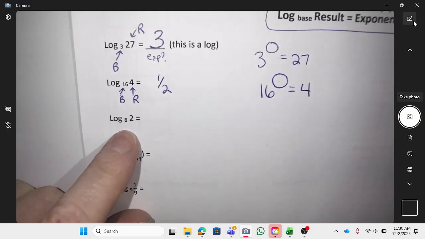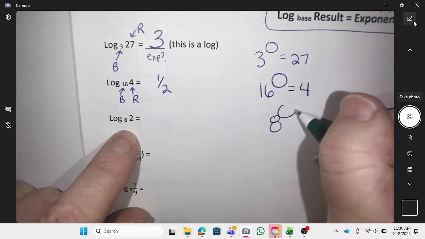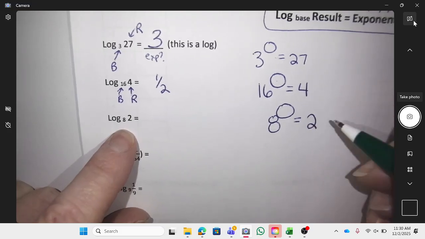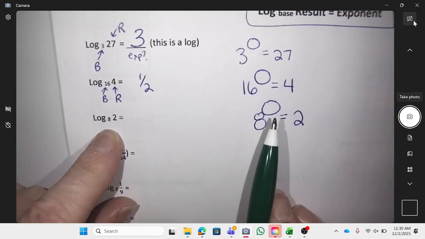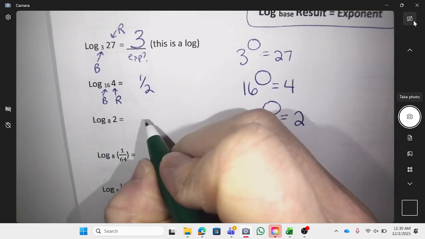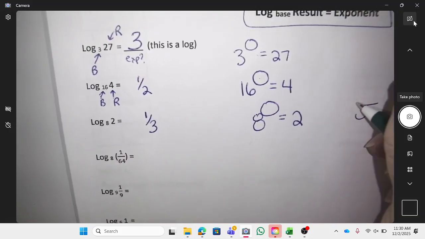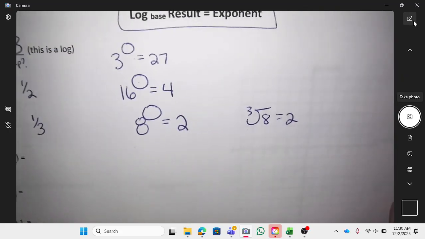So here's this one, the 8 is the base. I'm going to be thinking about that and trying to figure out what needs to be up here. That's what I'm thinking about. This one's a little bit tricky. We did this rule at the top. Did you answer 1/3? Okay. Why? Because the cubed root. It's a cubed root.